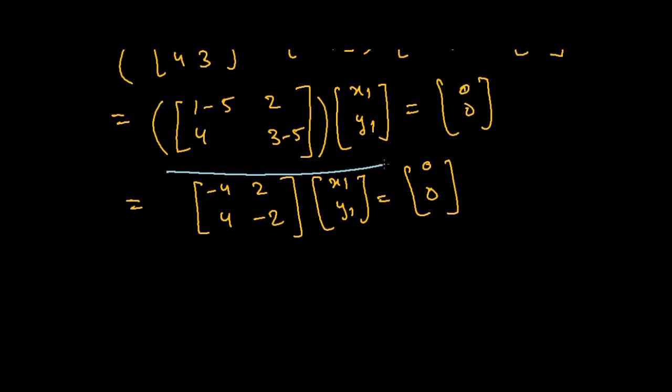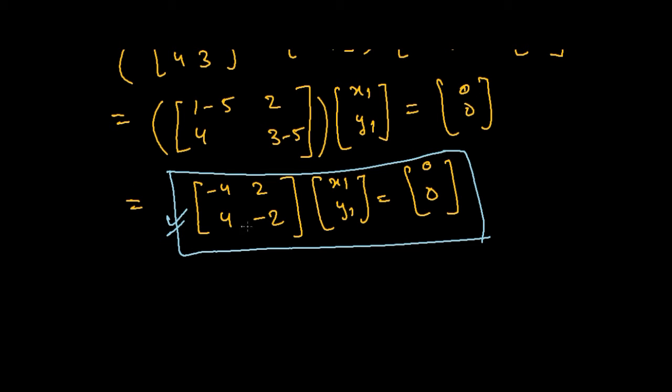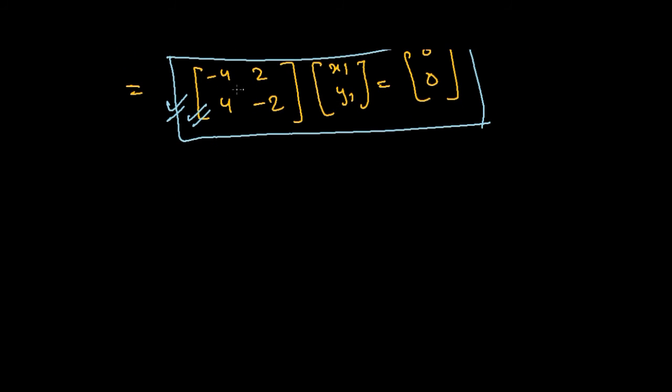Okay, now many students get trapped in this step. They don't know how to find the non-trivial solution of a system of homogeneous linear equations, right? Whenever you get such a step, you need to reduce this matrix into row echelon form. So I'll reduce this matrix into row echelon form.